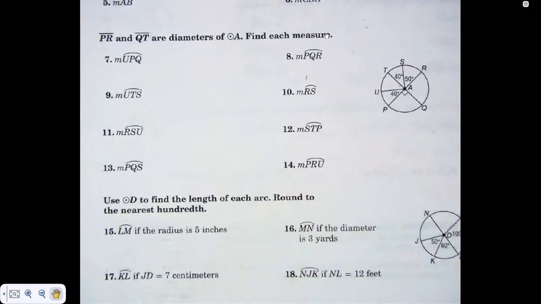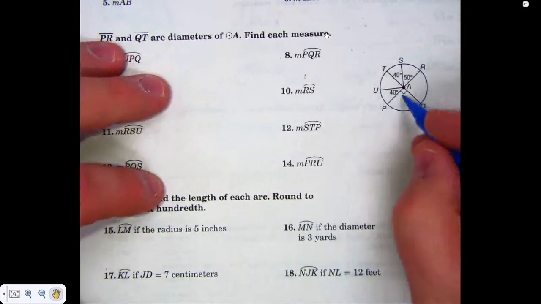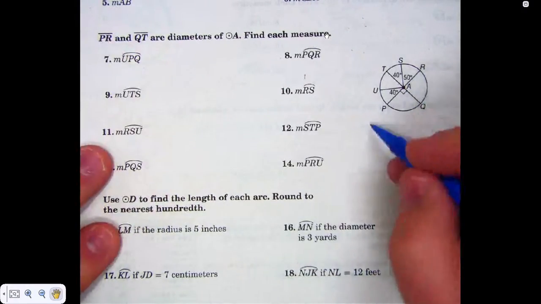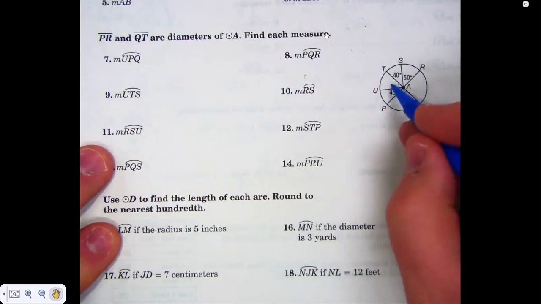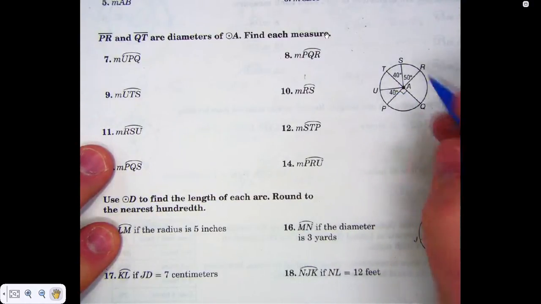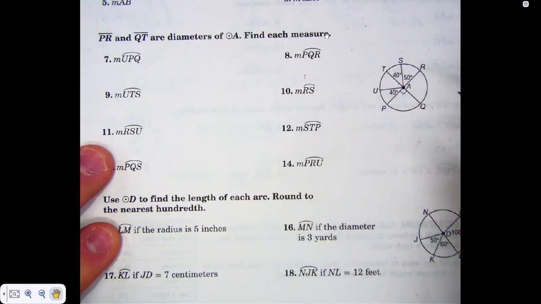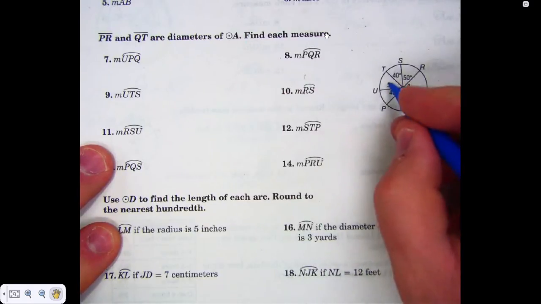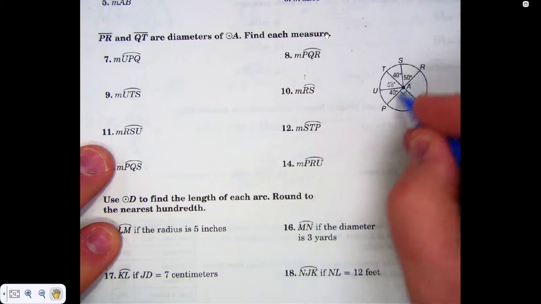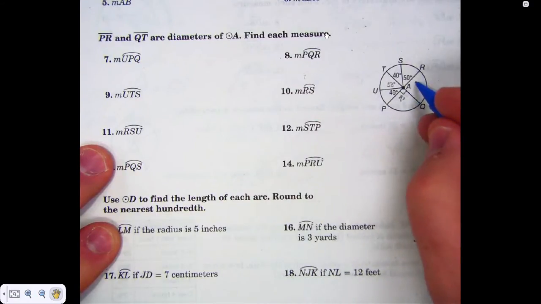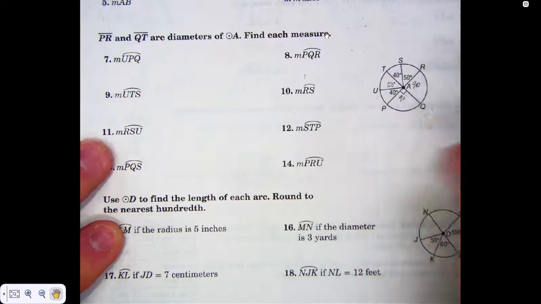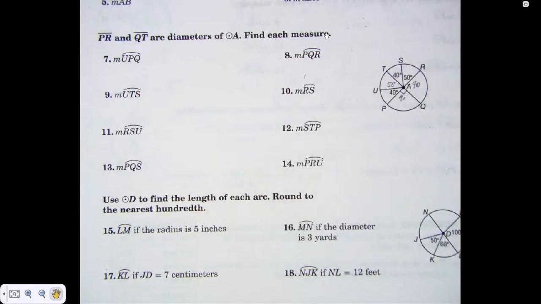This one, PR and RQ are diameters. Find the measure. It's the same deal, isn't it? Like I said, if you wanted to, you could come over here. They said PR is the diameter, so if that's 40, and that's 50, what's left for that one to be? 90, and 40 is what? So what's left for this one? 50, because that's a diameter, right? This one's what? That's a diameter, so what's this one? We can find everything here if we just add them up, can't we?